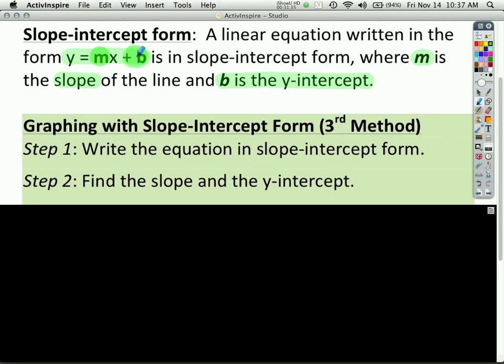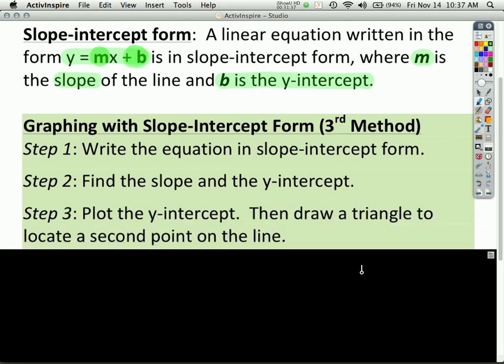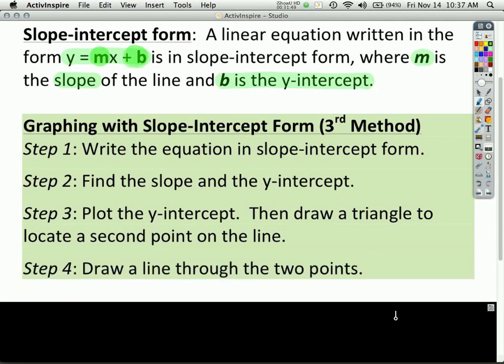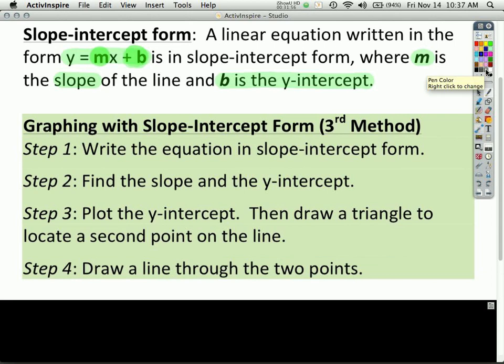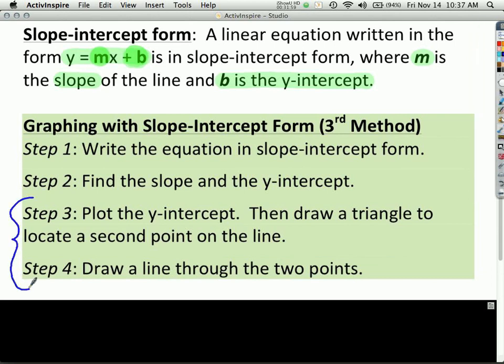Steps 3 and 4 go together. Plot the y-intercept. That becomes one of your points on the line. Then you draw a triangle to get a second point. You get 2 points, and now you can connect them or draw a line through them, and you have a graph. So steps 3 and 4 really go together. But the point is you write it in slope-intercept form, you pick out the information, and you use it to draw a graph.